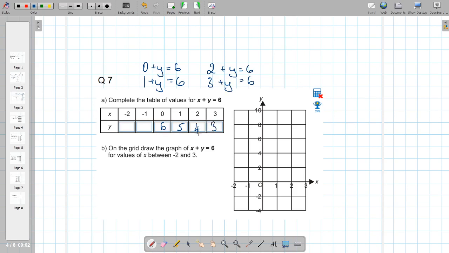And you can see that we go down by 1 each time, so that's going to be 7, that's going to be 8. And we can plot that now. So for minus 2 we've got 8, then we've got 7, 6, 5, 4 and 3. We take a straight line and we try to match with all of the points.